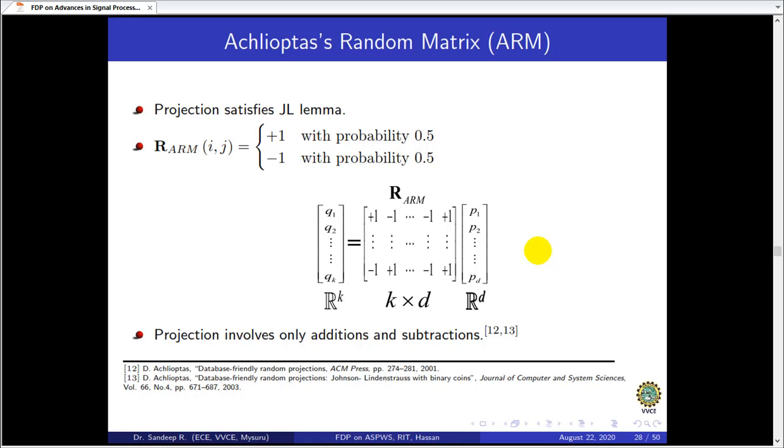It means that even though I am performing matrix multiplication, it boils down to just addition and subtraction, so there is no multiplication involved. This has +1 and -1 with equal probability.